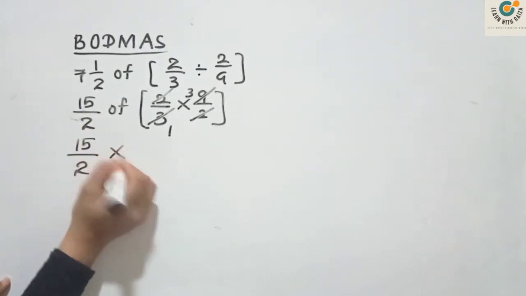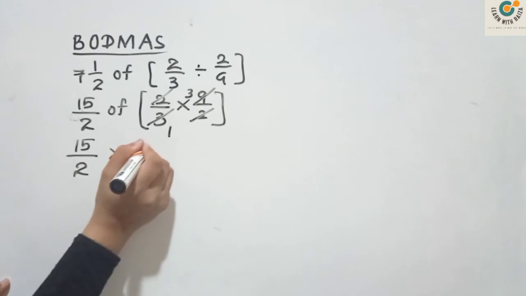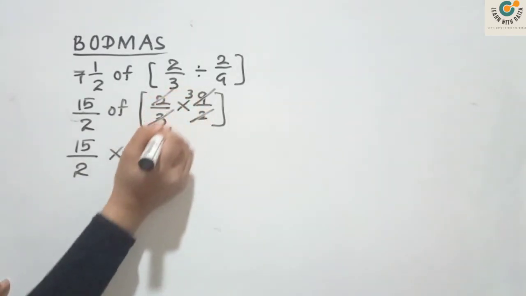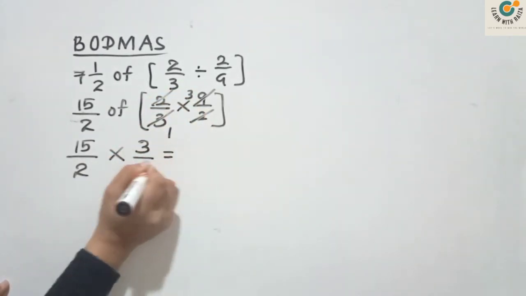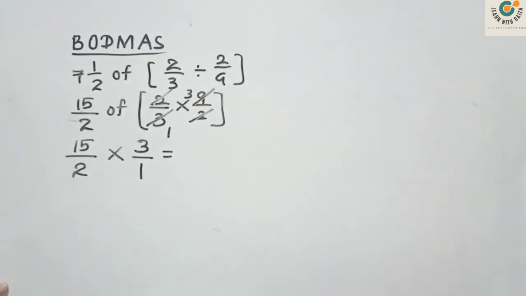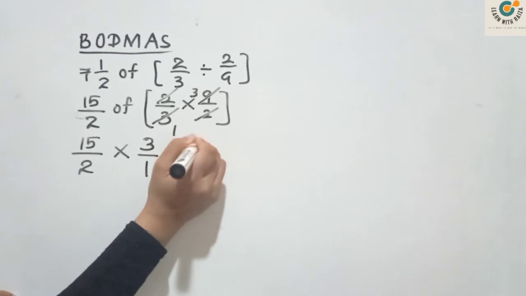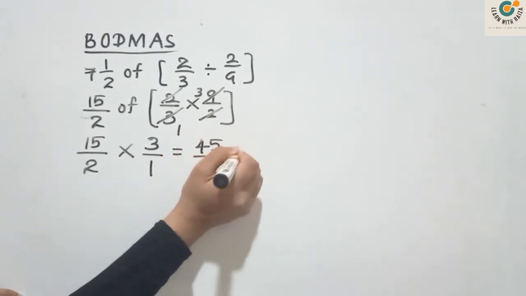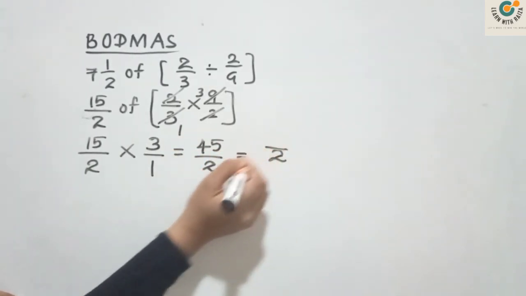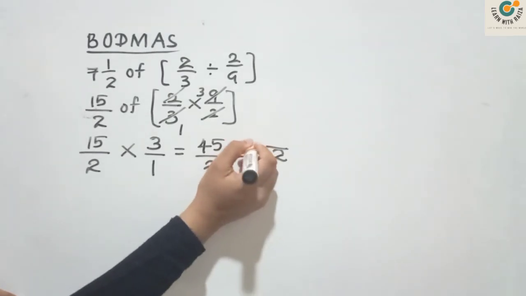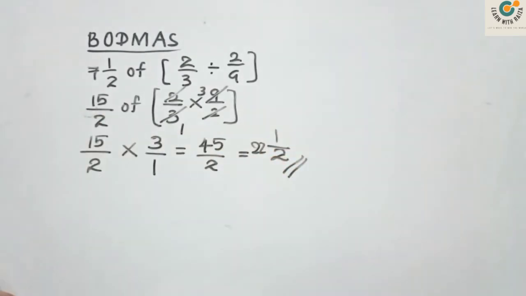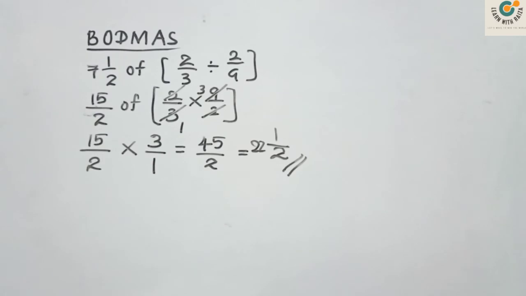Of means multiplication. Brackets are not there hereafter. Numerator is 3, denominator is 1. The answer will be 15 times 3 divided by 2. Now 15 times 3 is 45 upon 2. So you can get the mixed fraction, 2 times 22 and 1. 22 and a half is the answer for this question.